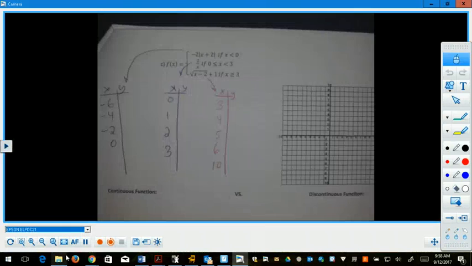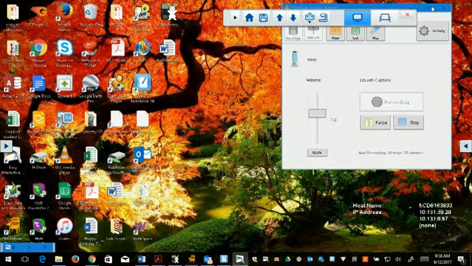Alright, we're going to take a look at letter C. Let me just close this real quick.